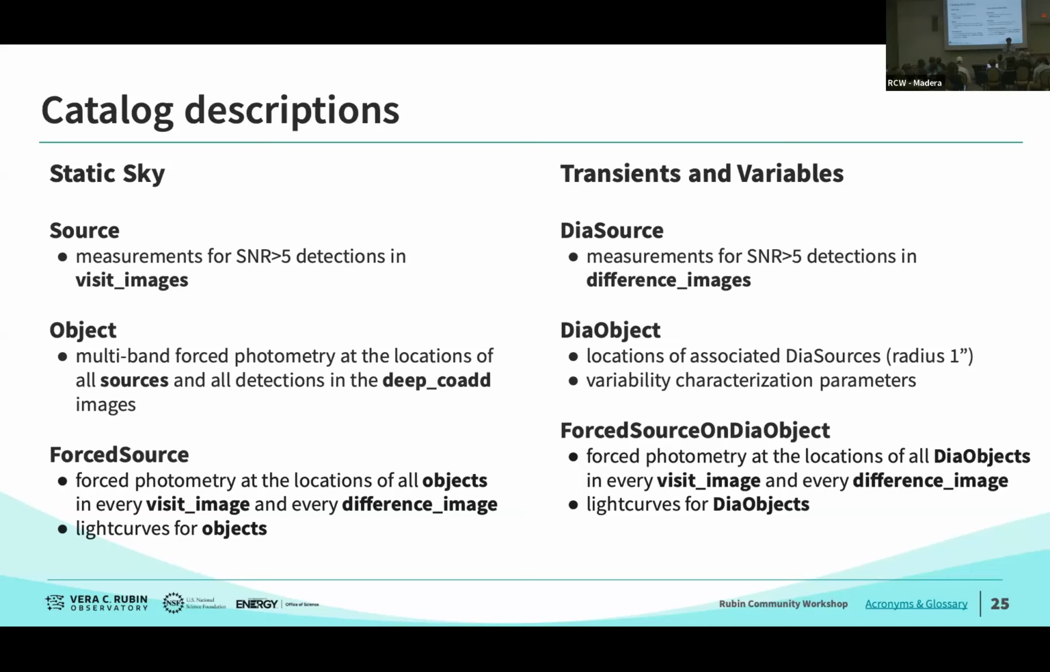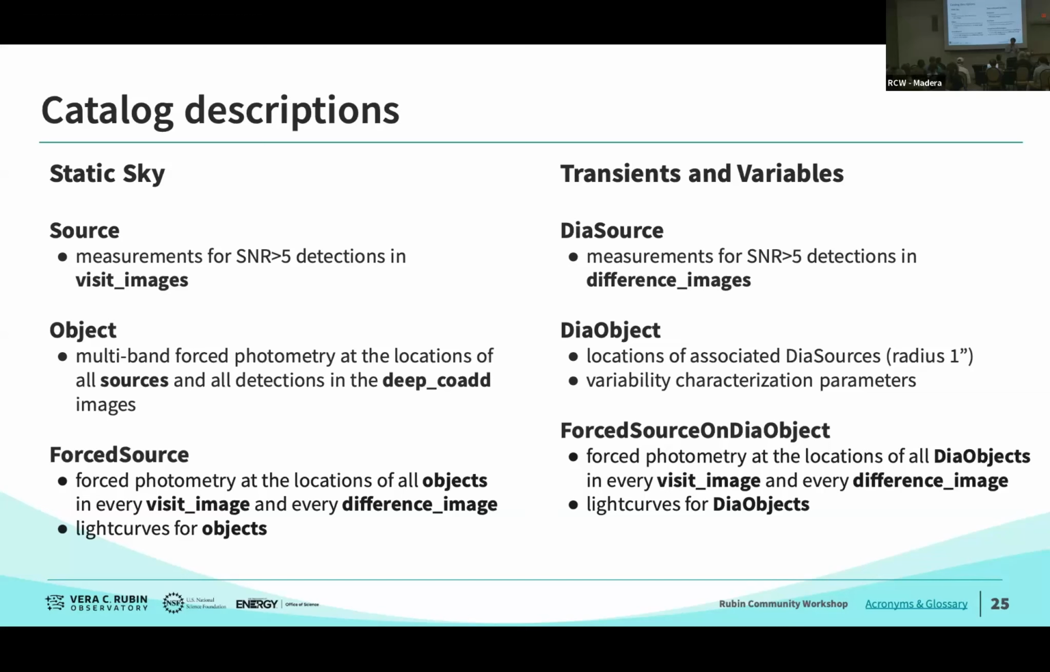Then for transient and variable science, we have DIA source catalogs, difference image analysis source catalogs, analogous to the source catalog, with objects with signal to noise ratio greater than 5 in difference images. Then we also have a DIA object catalog, the locations of associated DIA sources within a radius of 1 arcsecond.